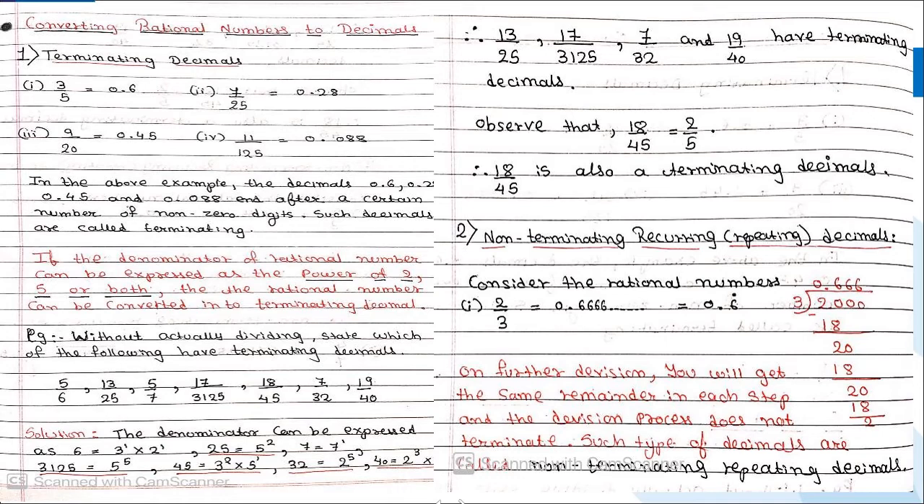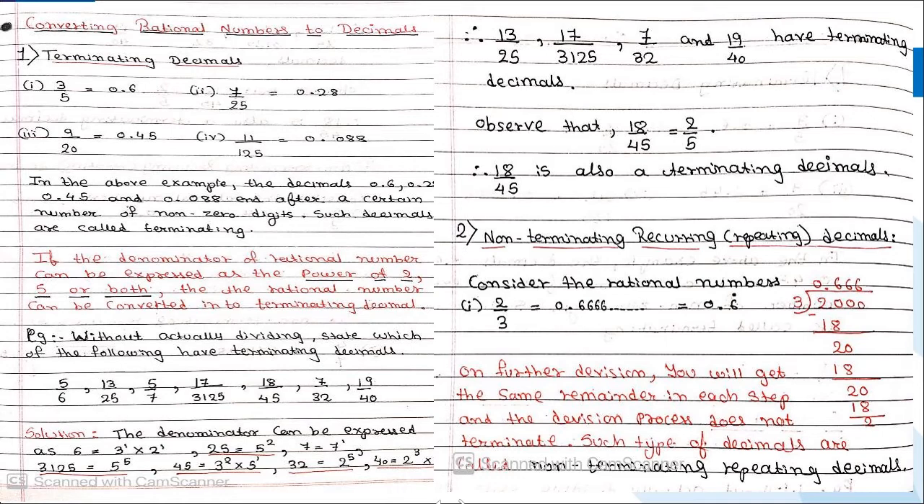Next, 5 upon 7, where the denominator is 7 and 7 is a prime number. You can't factorize more. So 7 is there, and it should be either a 2 or 5. So again, the fraction 5 upon 7 will not have the terminating decimal. Next, 17 upon 3125.